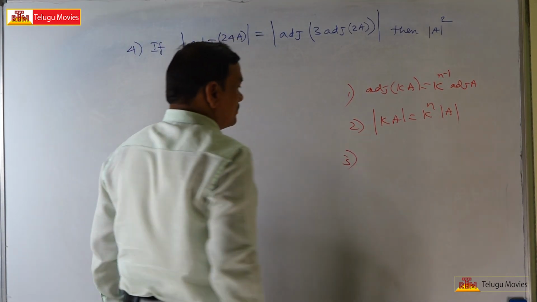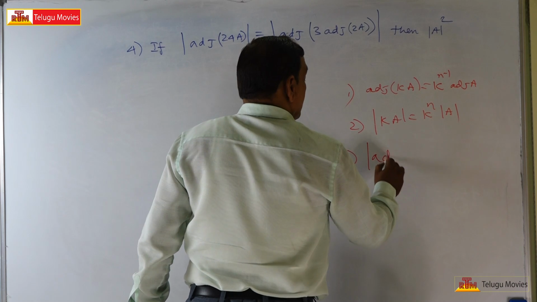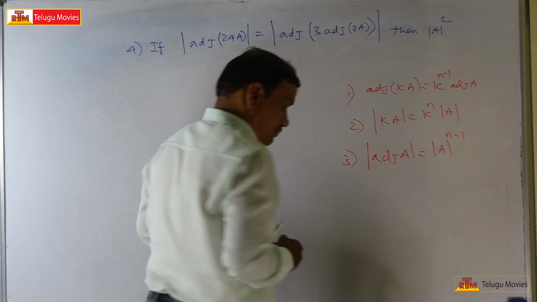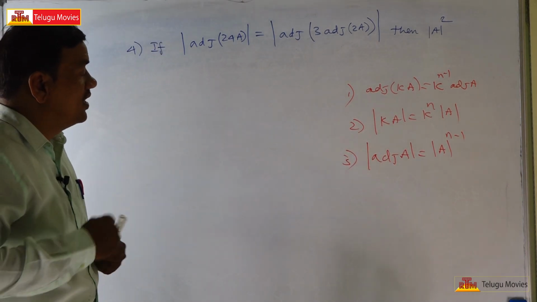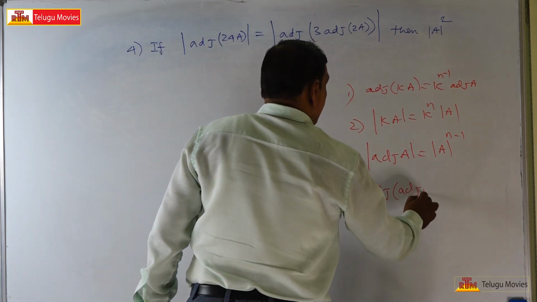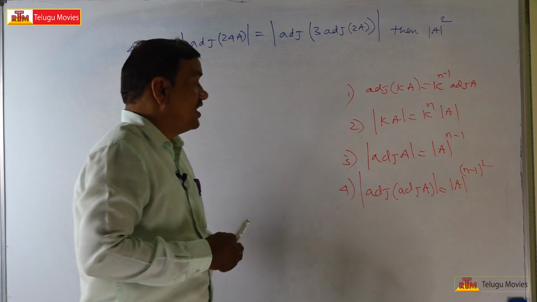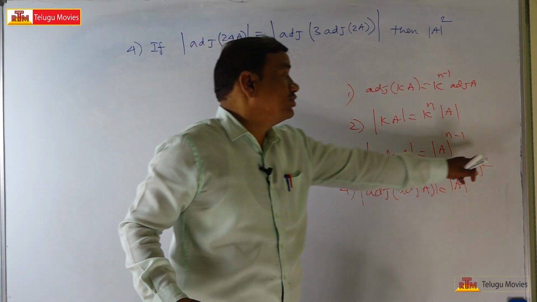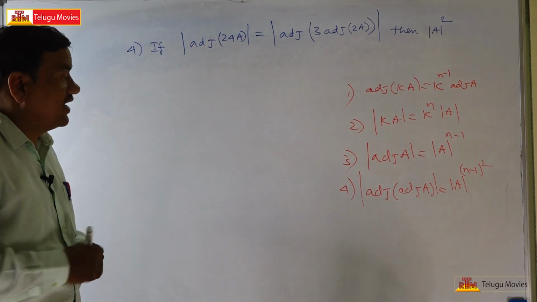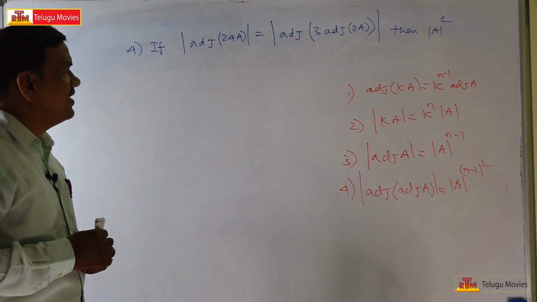The third one is a relation between adjoint and determinant. The result is: determinant of adjoint of A is equal to determinant of A whole power n minus 1. And the fourth one: if there are two adjoints, determinant of adjoint of adjoint of A is equal to determinant of A whole power (n minus 1) squared. If it is 3 adjoints, cube. If it is 4 adjoints, power 4. That means determinant of A to the power (n minus 1) whole power 4. Using these properties, you can solve these problems very easily.